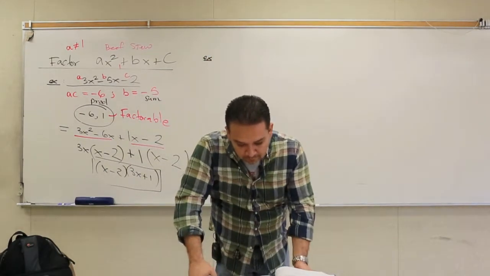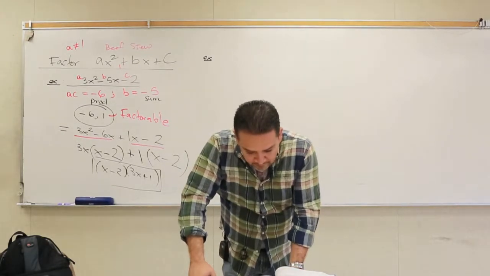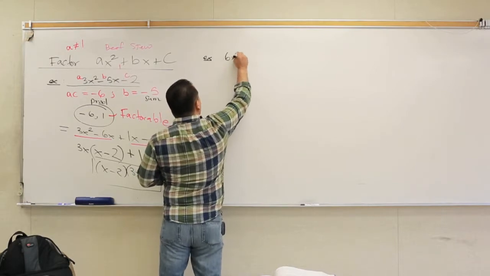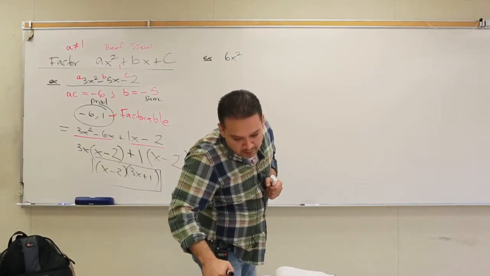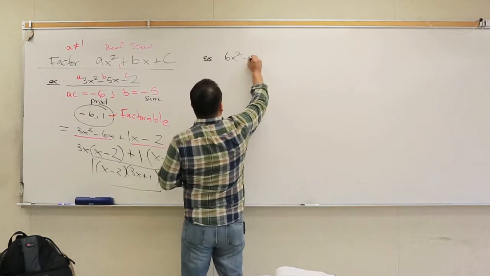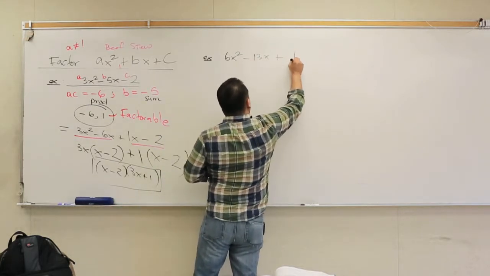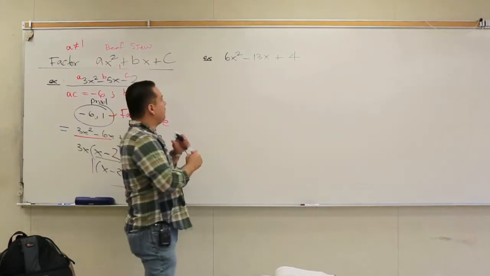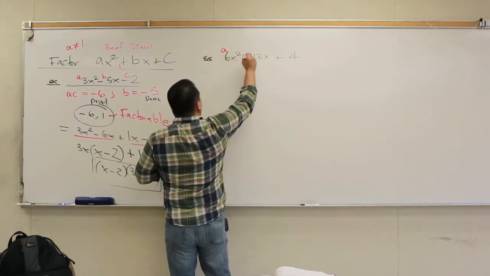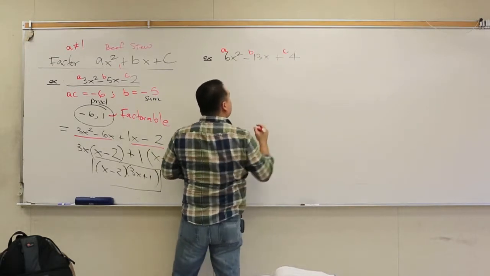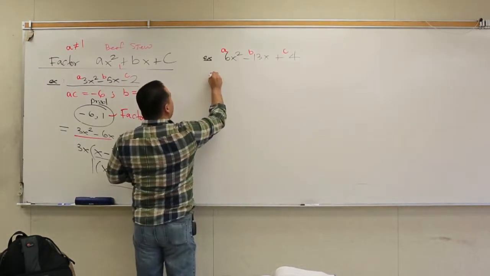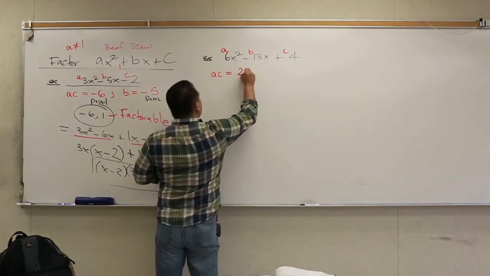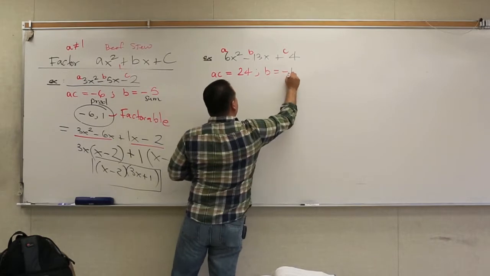Can we do one that doesn't factor? You want one that's not factorable? Okay, good. 6x squared minus 13x plus 4. Let's try this out. A, B, and C. A, what else? B, what else? C. What is A times C again? Be careful with this. 6 times positive 4 is? Positive 24. What's B? Okay.